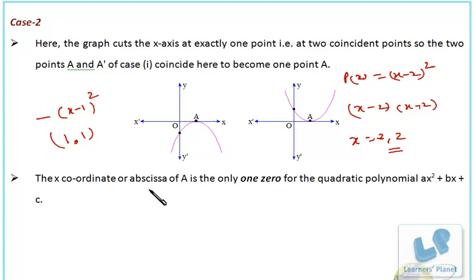So the x coordinate or abscissa of a is the only one zero for the quadratic polynomial ax square plus bx plus c, as we have taken the example of this and this, right? You get this is x is equal to 2 and 2, and here x is equal to 1 and 1. Both the zeros are same. Okay.